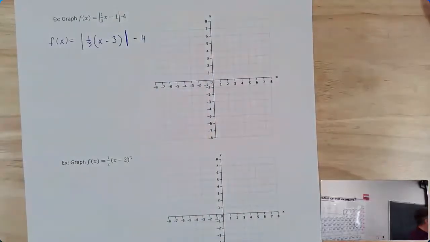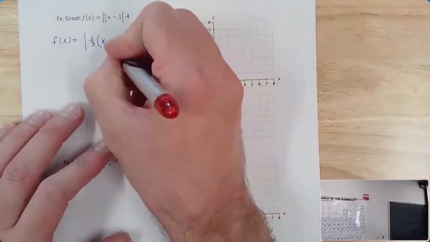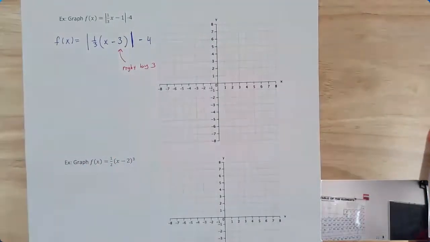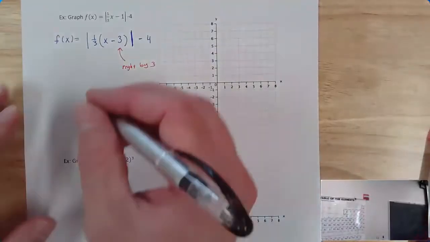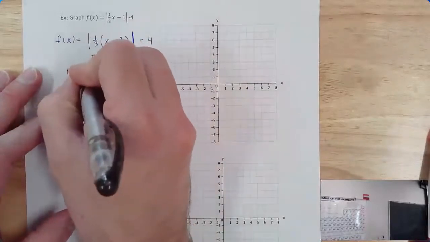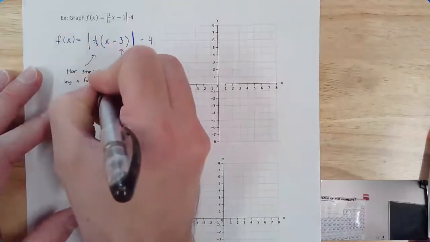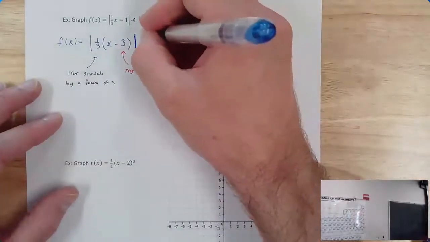If you think about it, if you multiply it back through, 1 third times x is 1 third x, and 1 third times minus 3 is minus 1. So we definitely do get the same thing here. So this is more indicative of the fact that we have a shift to the right by 3, a horizontal compression. I keep saying the wrong thing. Horizontal stretch by a factor of 3. And lastly, a shift down by 4.